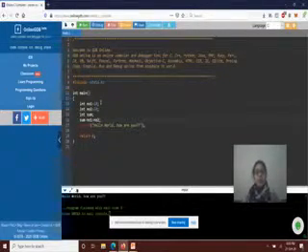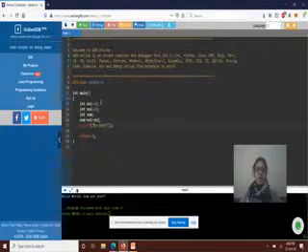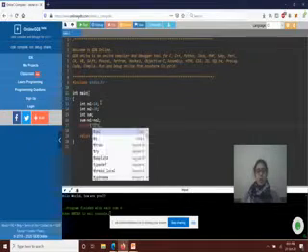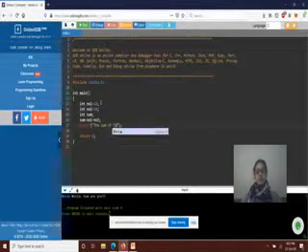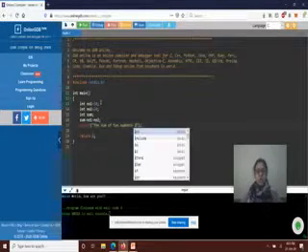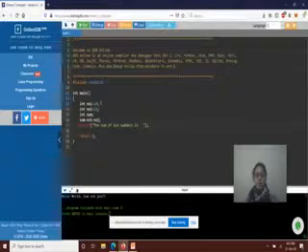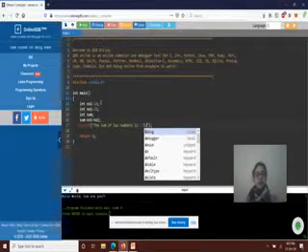Now I want to print this value 30. I'm going to change the statement here and maybe write, the sum of two numbers is, and then here comes the role of format specifier. I'm writing a percentage d.